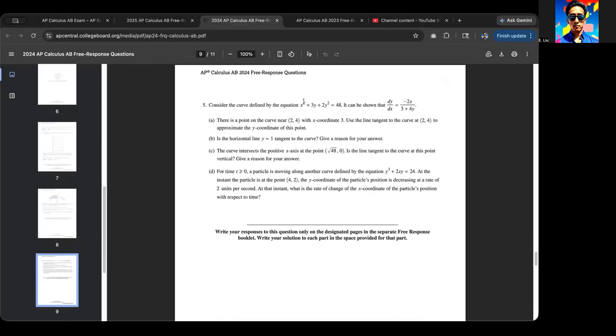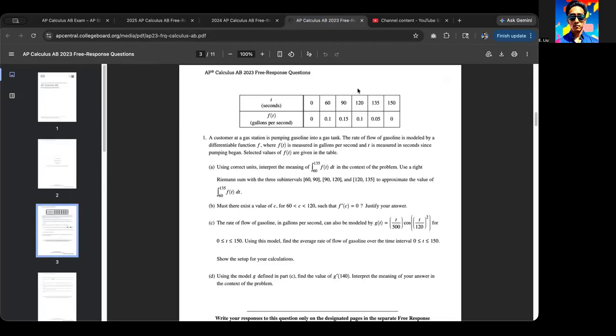This one as well, another equation. As you can see, x and y are both mixed into it, so there will be some implicit differentiation to be used in here. In this one specifically, they are asking you for tangent lines, so being able to rewrite a tangent line in relation to a function.